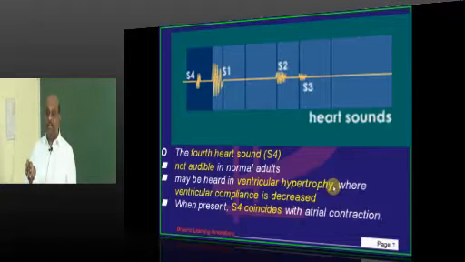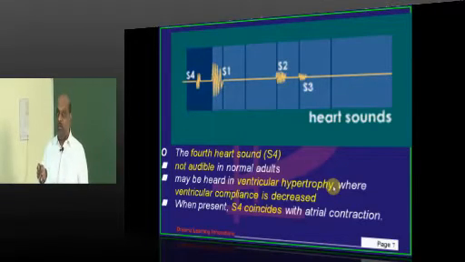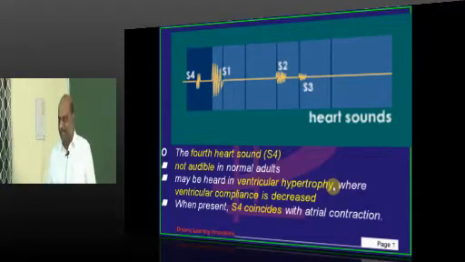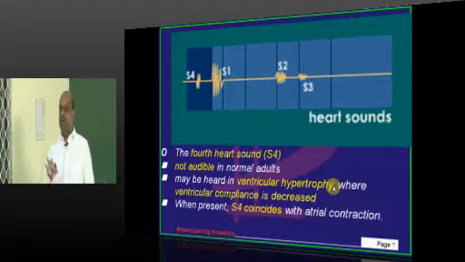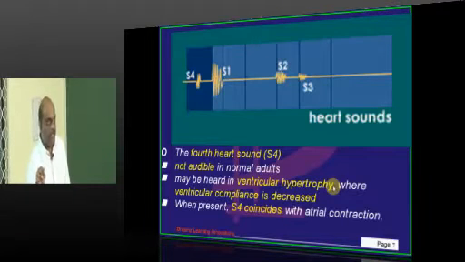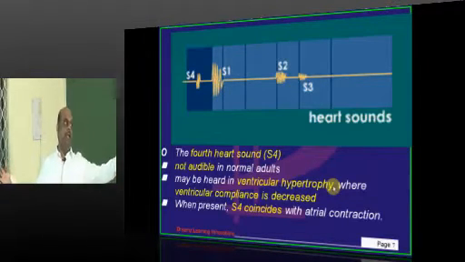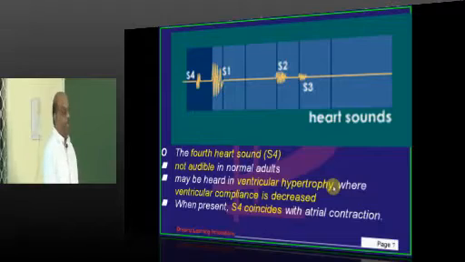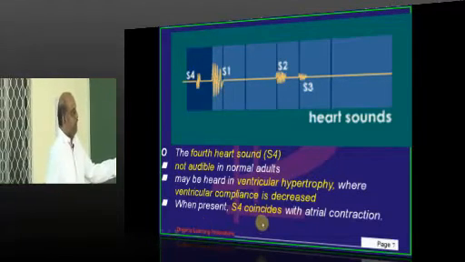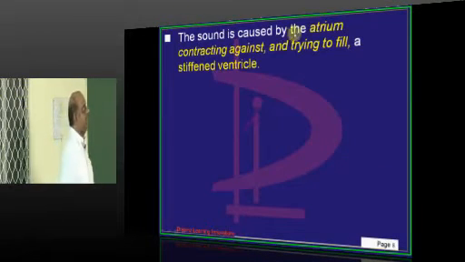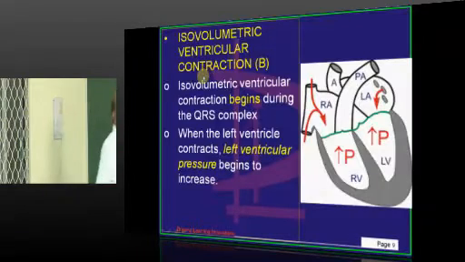like a task-oriented wife on a lazy husband on a Sunday morning. Why don't you wake up and bring the vegetables from the market? It will say. That is heard as S4. So S4 is heard when the task-oriented wife, who is the atrium undergoing systole, shouts at a lazy hypertrophic, non-compliant ventricle on a Sunday morning, we listen to S4. So S4 corresponds to atrial contraction, is what needs to be remembered. Then, after atrial systole, what will happen?